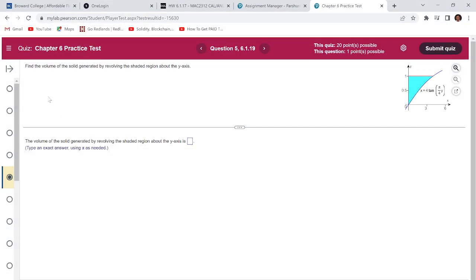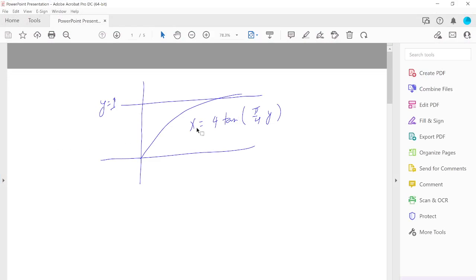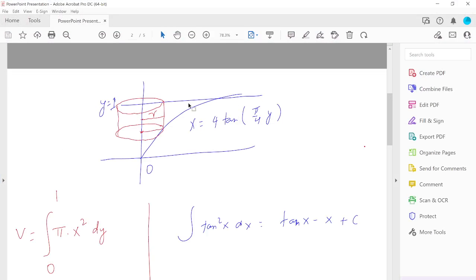Okay, so find the volume of the solid generated by revolving the shaded region about the y-axis. So this is the shaded region. When you revolve this shaded region about the y-axis, whatever volume will be generated, we are interested to find the volume of that portion. So let's draw that thing here, and this is what we would like to find out.